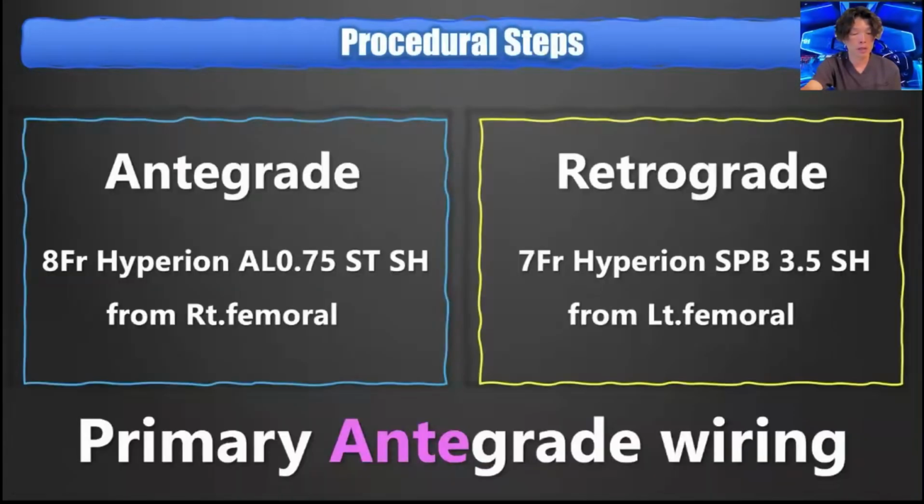We inserted an 8 French L0.75 short tip guide catheter via the right femoral artery for the antegrade approach, and a 7 French EBU 3.5 guide catheter via the left femoral artery for the retrograde approach. We chose to start with primary antegrade wiring.